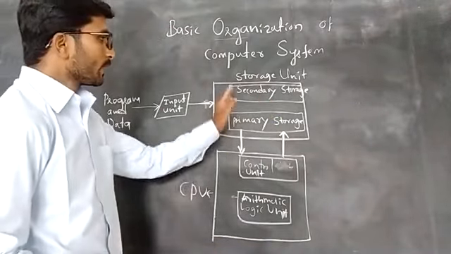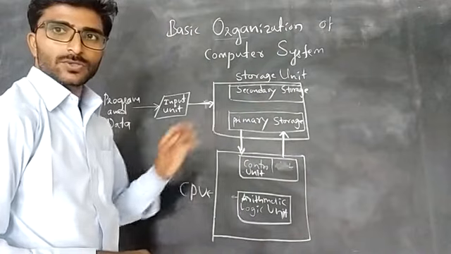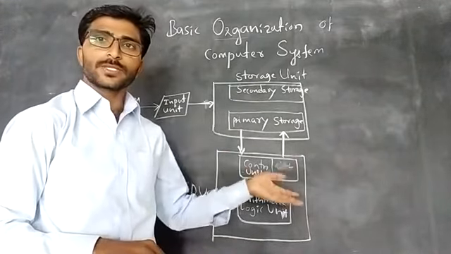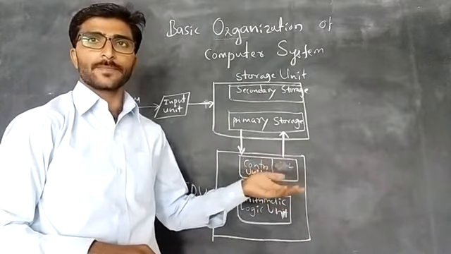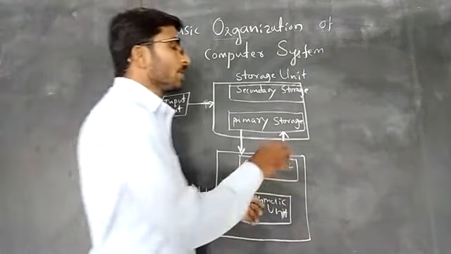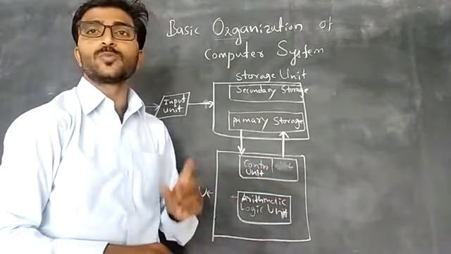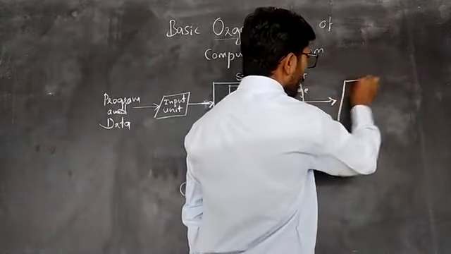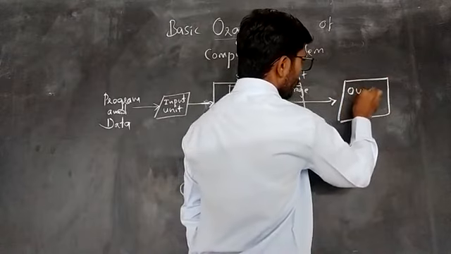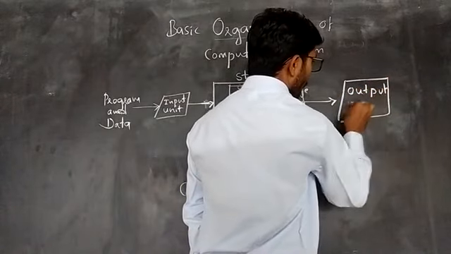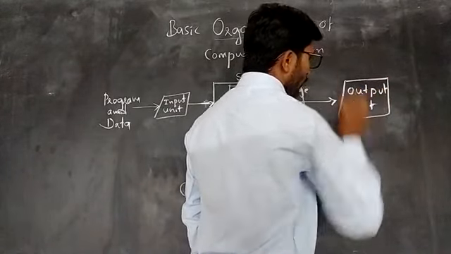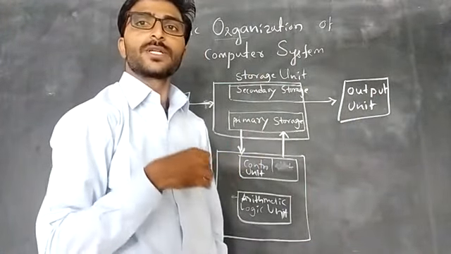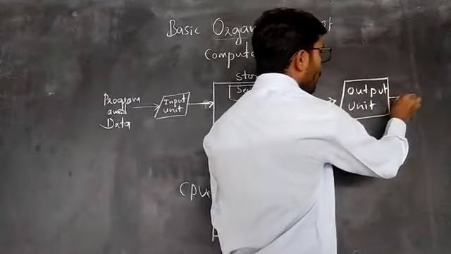After the storage unit, we need to display some data, because after processing we need to display it. Where do you have to display it? To the user. How do you display it? Using the output unit. Using the output unit, the computer can display the data to the user.